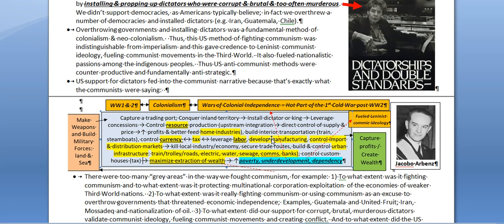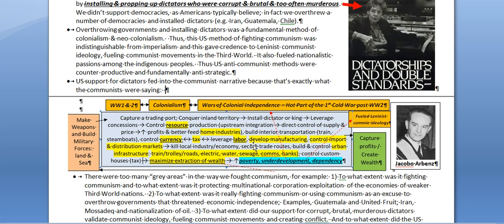So you develop manufacturing because the wages are a lot lower. You get a great cost advantage over there. And then you control the import and distribution markets, and you flood their markets with your excess manufactured goods. All right? But what that does is that kills the local industry, kills the local economy.